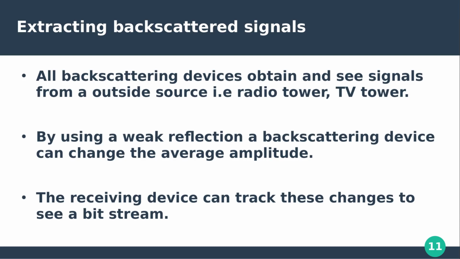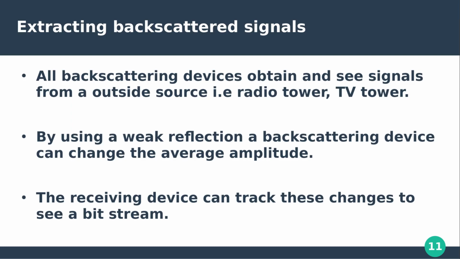All of the backscattering devices that the authors designed obtain and see signals from an outside source, whether that be a radio tower or a TV tower. Now, they can't control these signals, and there's also the additional problem of these signals being analog. Now, if it was a digital signal, it would make averaging an easy task, which through averaging, they can create a weak reflection and through that communicate with other devices.